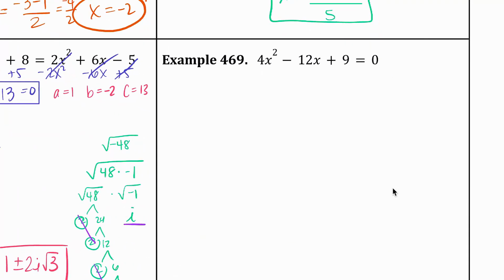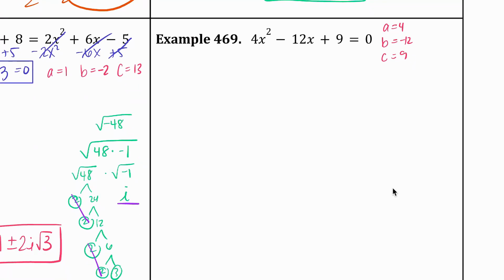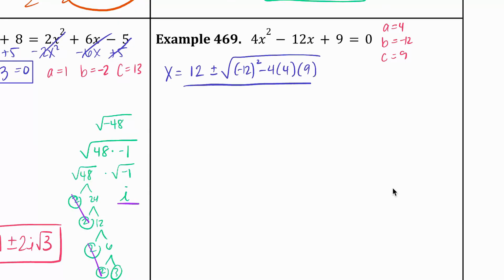Alrighty, looking at example 469. This one's already in standard form for us, which is nice. So my a is 4, b is negative 12, c is 9. If we plug those pieces in, we get x equals negative negative 12, or just 12, plus or minus the square root of negative 12 squared, minus 4 times a times c, all over 2 times 4, or 8.